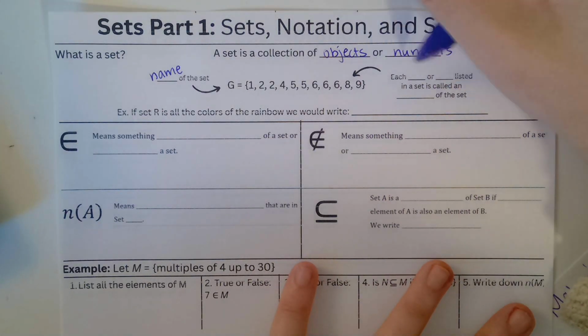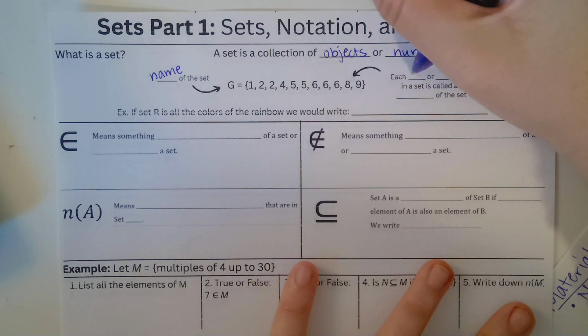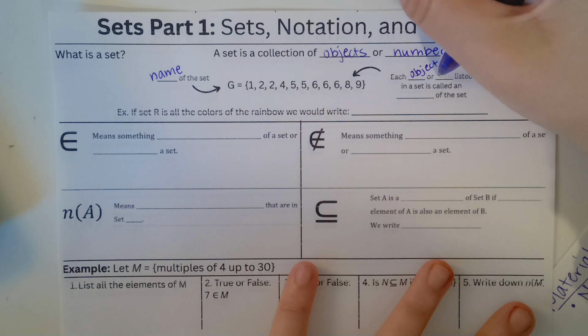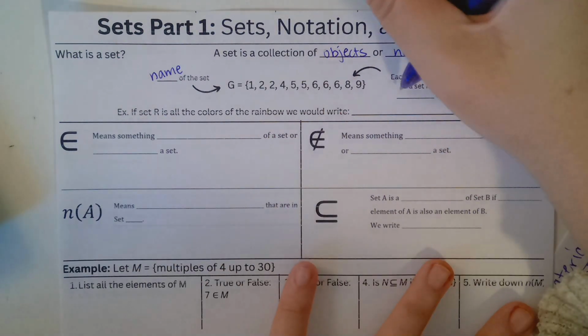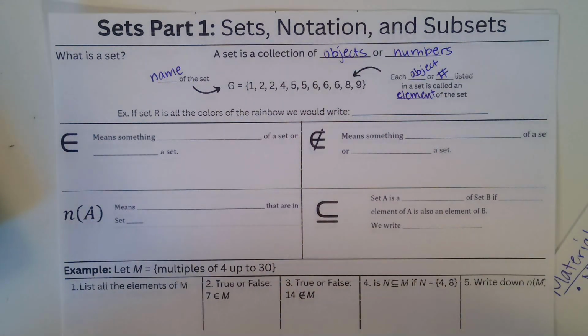So this part over here is indicating all of the different things that you see listed here. Each object or number listed in a set is called an element. So in this case, we do have a specific name for the things that are in a set, and we call those things elements. The way that we'd say it in a sentence is, we would say 2 is an element of the set G, or we'd say 2 is in the set G. That's just our way of saying it. So don't ask me why they call them elements. That's just the name that the math people decided.